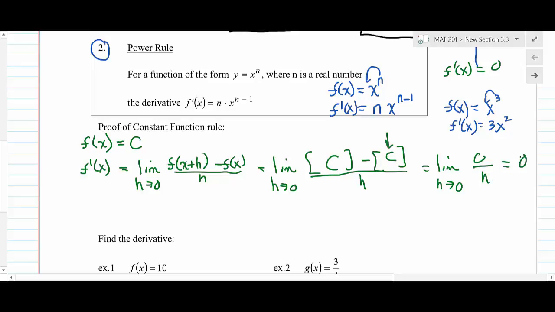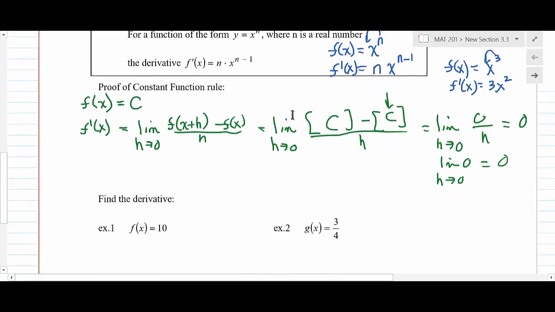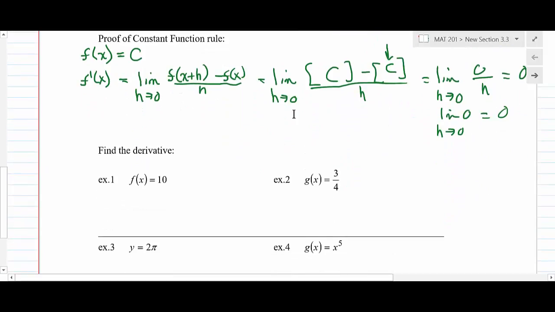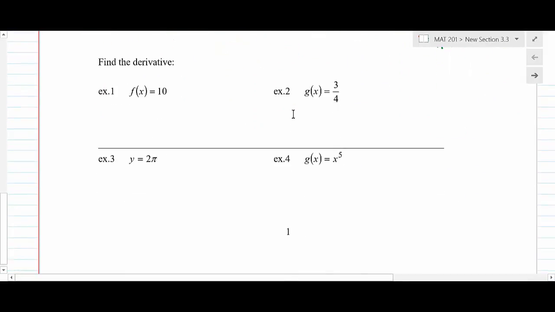Because 0 over h is 0. You're just doing the limit of 0 as h approaches 0. That's how you prove that that's always the case. All right, so you know that rule. I won't do the power rule proof because it's a little harder. So let's go down and now do some derivatives and get this stuff out of the way.